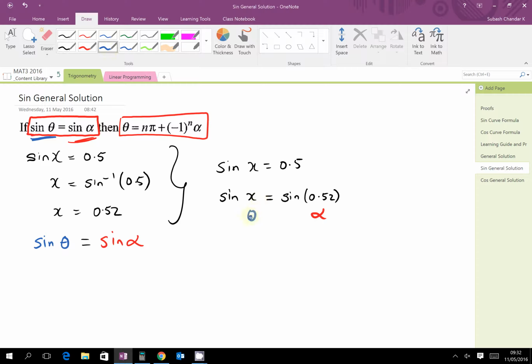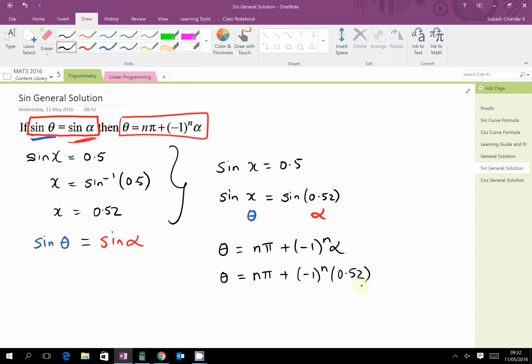Then this is my theta. Can you guys see how that's working out? This value, sine of this value, is going to be the same as sine of the other value. Now I've got alpha and I've got theta, which means all I have to do is copy the equation as it is. So I've got theta equals n pi plus -1 to the power n alpha. Then I can replace this with theta equals n pi plus -1 to the power n, and alpha is equal to 0.52.